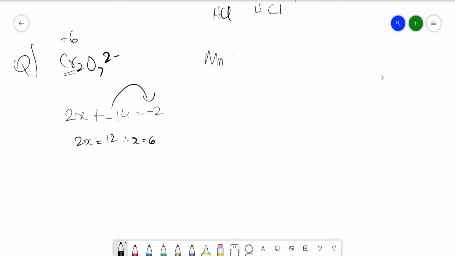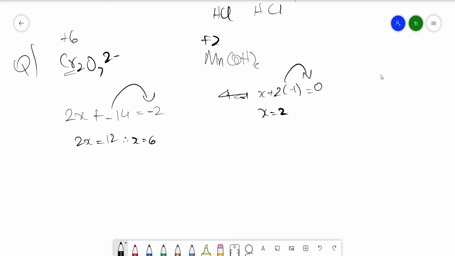Let's do another example, Mn(OH)2. You don't really have to construct an equation for this, it's really obvious, but if you want to, I'll show you. OH minus is -1, so x plus 2 times -1 is equal to 0, because the overall charge of the compound is 0. So you take this to that side and you get x is equal to 2. So the oxidation number of manganese here is +2.